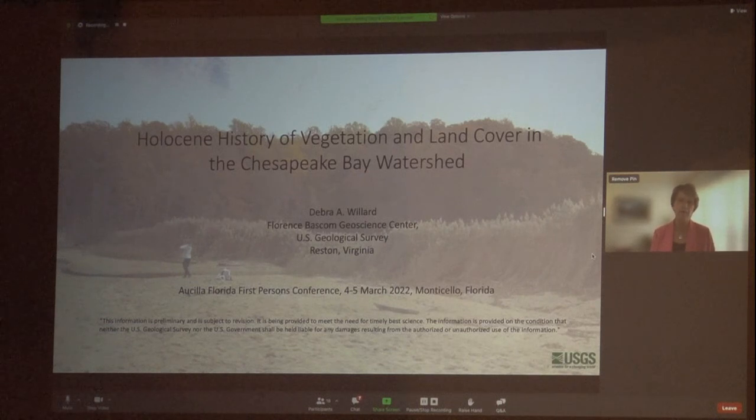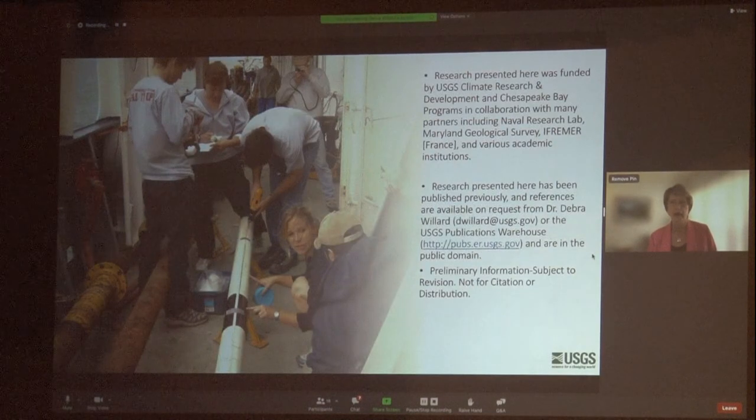But to help them develop their sustainable strategies, a number of us have been providing geologic data to give them a better idea of the natural variability of these systems and a more full idea of the impacts of a whole range of changes. So today I'll be highlighting some of the work we've done in Chesapeake Bay, focusing again on the vegetational record as it's informed by pollen.